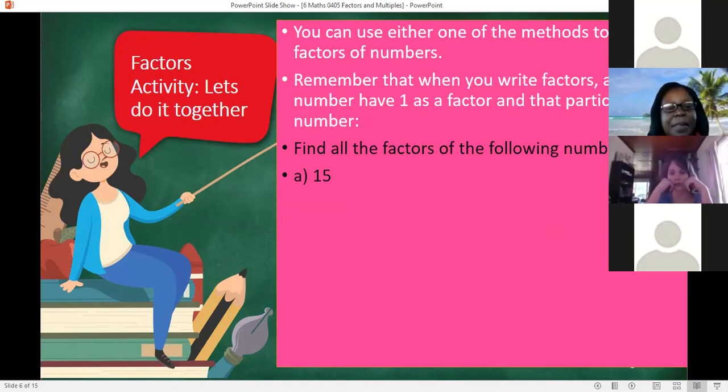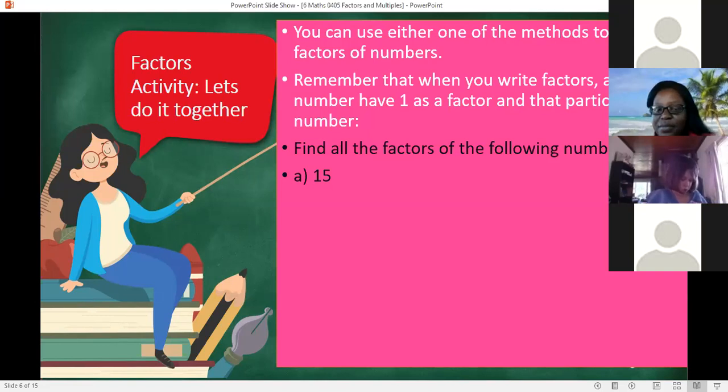The first factor pair is 1 times 15. Well done. You see, I didn't tell you the answer, you knew it. 1 times 15 always, right? Well done. And the next one?